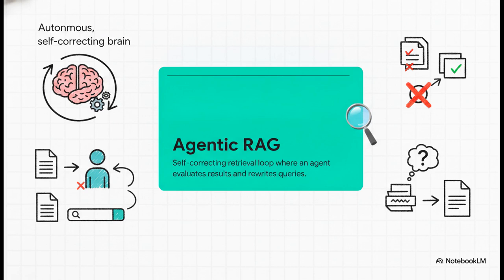Imagine a user asks your bot for 2023 Q3 revenue. The agent searches but accidentally pulls the Q2 report. Instead of just blindly passing that wrong data to the user, an evaluator agent realizes the error, literally flags it as bad, rewrites the search query to strictly specify Q3, and searches again. It loops and self-corrects until it finds the exact right data. It's a total game changer.